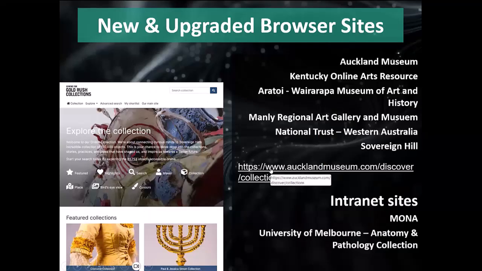We're also starting to work on intranet sites for Vernon Browser, which we host. So two recent projects that have gone live are Mona, the Museum of Old and New Art in Tasmania, and then the University of Melbourne. University of Melbourne has an extensive pathology collection, an anatomy collection, and a lot of that includes human remains, human specimens, which are extremely sensitive. So that's been made possible through an intranet, which we're hosting on their behalf with secure access only to specific people at their end.